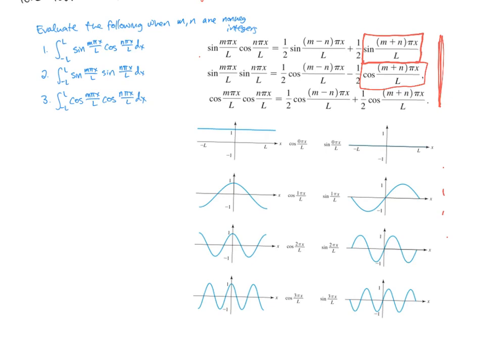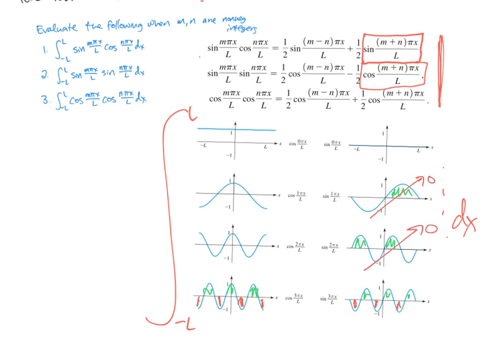So let's think about what if we integrated all of these plots from negative L to L dx. What would we get? Well, mostly we'd get 0, because these are all periodic functions that are doing the same thing above the x-axis as they are below. So whatever is happening in the top, we're getting the exact same stuff happening in the bottom over the course of a single period. And so this is going to integrate to 0.